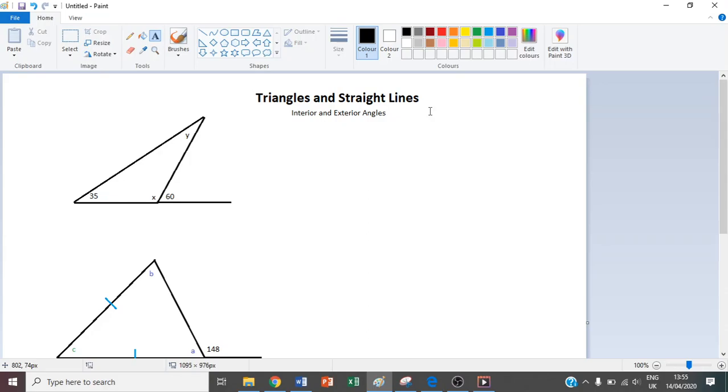Hey guys, today we're going to have a look at triangles and straight lines in terms of angle measures, and we're going to have a bit of an introduction into interior and exterior angles, which is really a topic for year 9, but we'll have a little bit of an intro to it today.